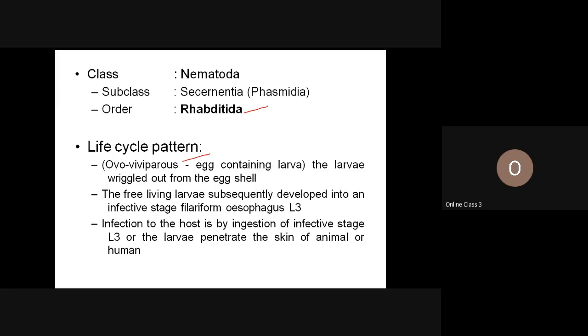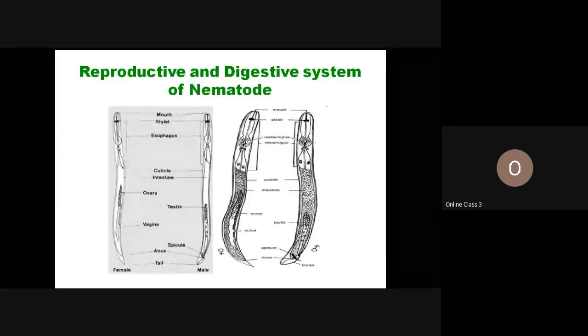In the environment, unlike the ascarid worm, it will develop into L1, L2 and L3, which has a filariform esophagus. I told you in the previous class that parasitic larvae can be differentiated morphologically also. If you see the esophagus here, there is one bulb here and another bulb here. That means there are two bulbs, that means the parasite is rhabditiform. I told you, RHAB, rhabditiform.